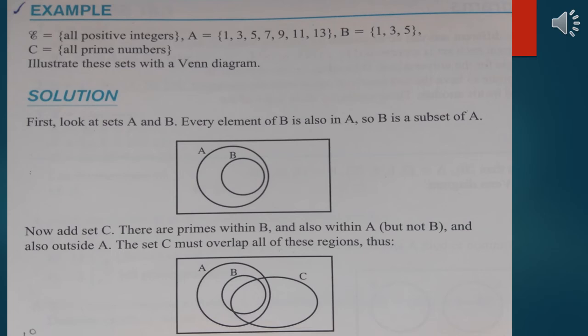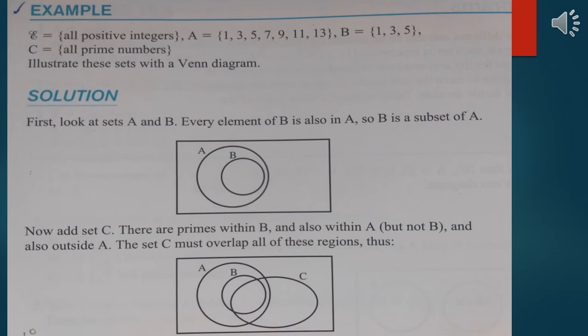Now you can see, first look at sets A and B. Every element of B, that is 1, 3, 5, is inside set A. So while drawing the Venn diagram, you can see set B is completely inside set A, where B is 1, 3, 5, and the remaining elements go outside B but within A. Now set C, all prime numbers: there are primes within B and also within A but not B.